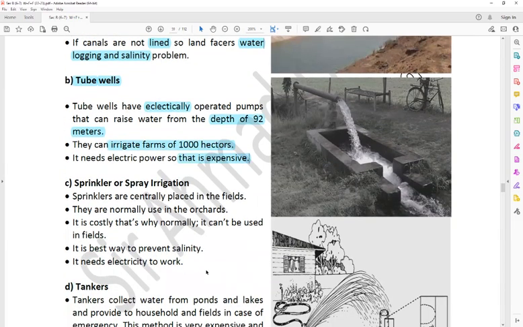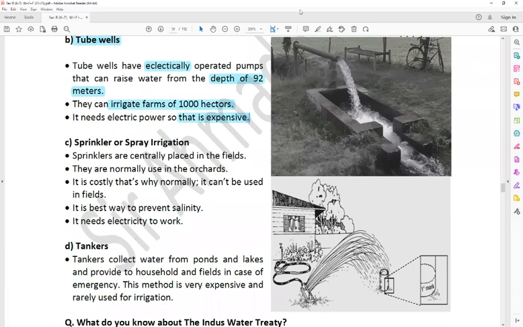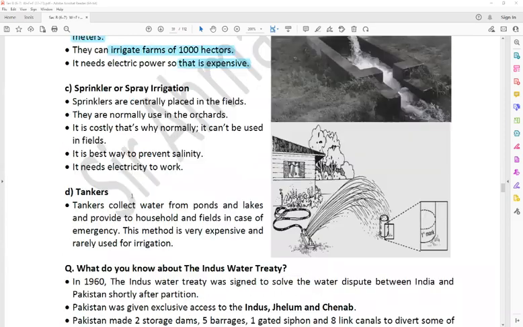Sprinklers or spray. You have seen this type of method in parks and so on. But this method is also expensive. Tankers. Living in Karachi, we know very well about the tankers. When there's less water in our home, we have to call tankers. See, if there's less rainfall, if the canal is not available, and farmers are not provided water there, then they get water by the tanker. But this method is so much expensive.